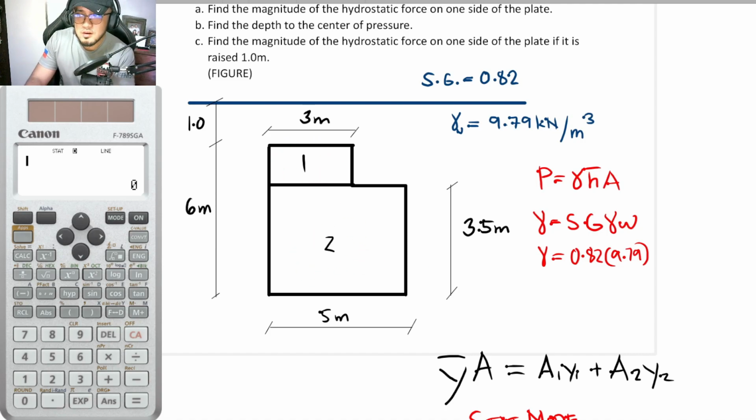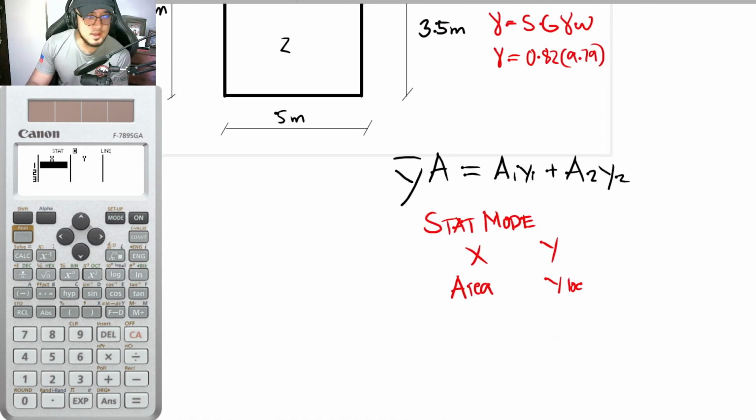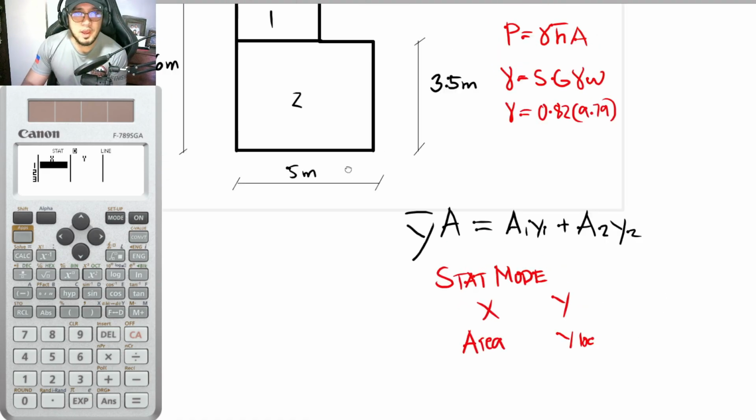For our first shape, wait, why did my table disappear? If your table disappears, you can go back to mode, stat, then linear. Or if you are already in stat mode, as indicated here, just go to apps, then 2, the data, so that you can edit the data. Once again, for stat mode, I would use area for the X column and Y for the Y column.